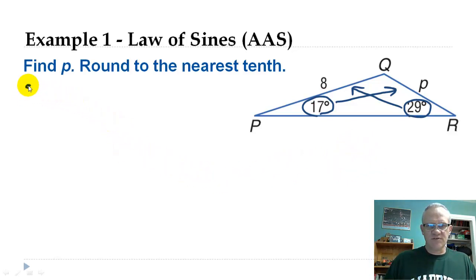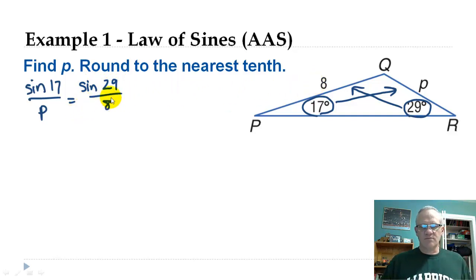So I'm going to start by saying the sine of 17 over P would equal the sine of 29 over 8. It doesn't matter which one's A or B, but you notice it always has to match up with the angle and the side that's straight across from it. So sine of 17 over P, sine of 29 over 8.